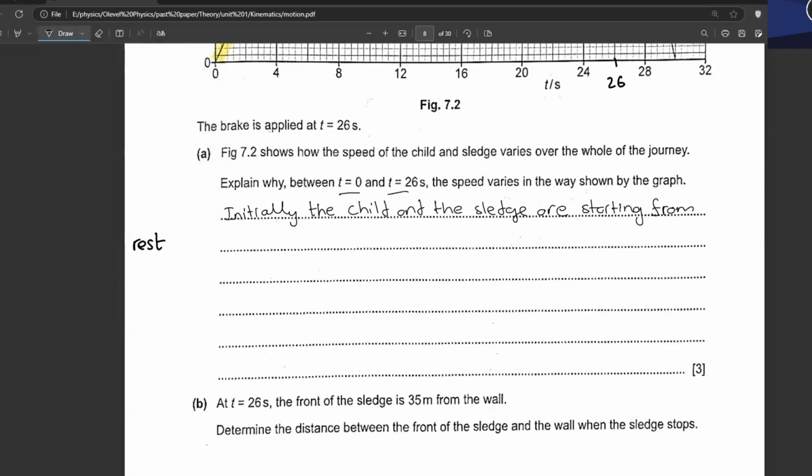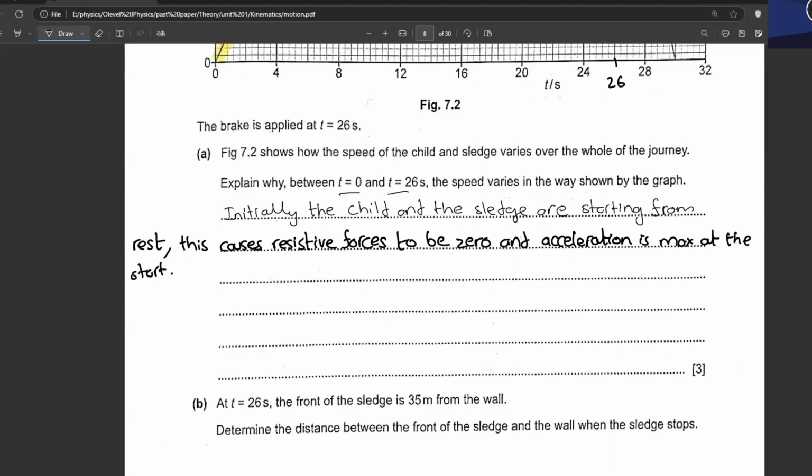Okay, initially the child and the sledge are starting from rest. This causes resistive forces to be 0, and acceleration is maximum at the start.